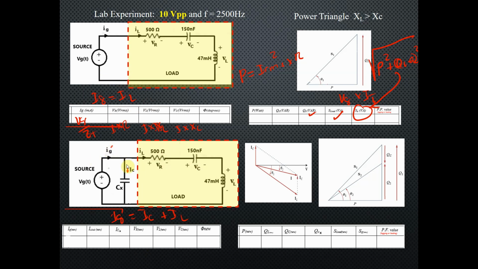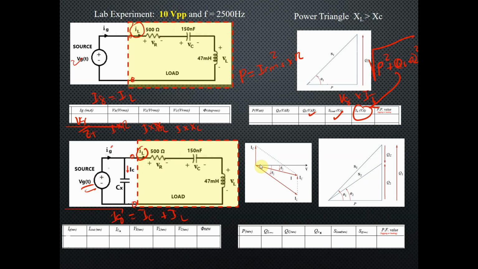When we connect a capacitor, what do you observe? IL did not change, right? Why do you think IL did not change? It's because, if you look here, the voltage between these 2 points is equal to VG, right? This is the voltage across the load. When we put a capacitor, the voltage between these two terminals is also equal to VG, so that means the source is not changed. We have the same value of IL.